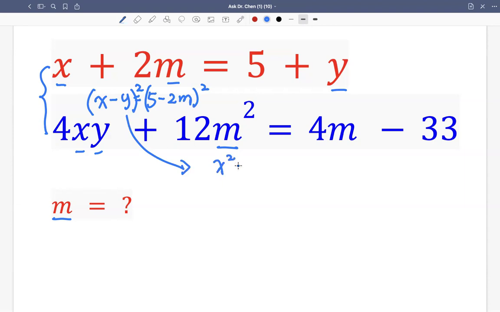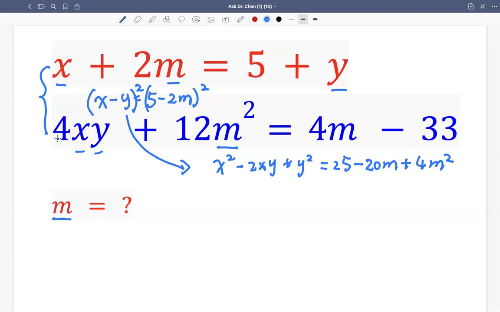When we square both sides, the left-hand side is a perfect square, giving x squared minus 2xy plus y squared. And the right-hand side we have 5 squared, which is 25. The middle term is 5 times negative 2m, which is negative 10m, multiplied by 2, negative 20m. Then plus 4m squared. So this equation has m squared also. And then we'll work with this equation.